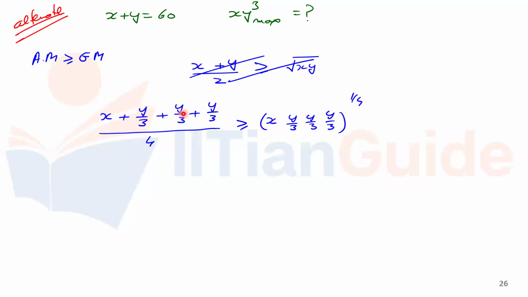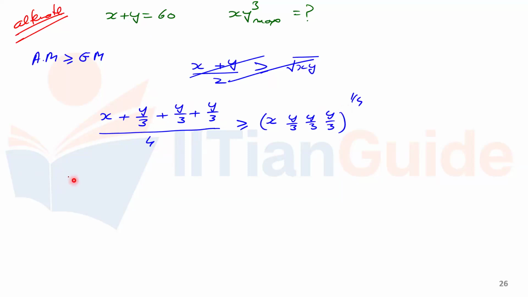Here I wrote y by 3, y by 3, y by 3. What is the reason? Because this y by 3, y by 3, y by 3 will give me y. Basically, I will get x plus y. I will put its value to be 60. I cannot write y by 5, y by 5, y by 5. No, I cannot. I will have to write y by 3, y by 3, y by 3, so that the sum is y. And I will get 3 y's, so on the right side I will get y cube. That is the only reason. Just wait.